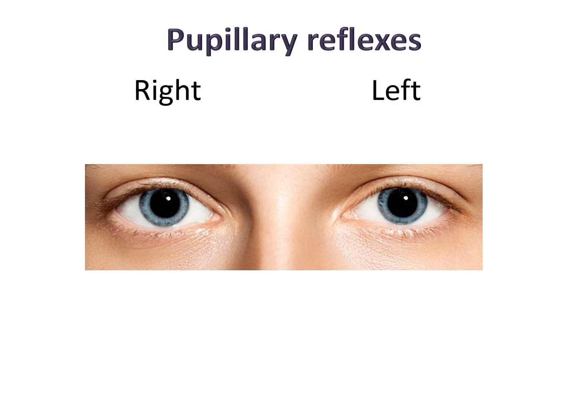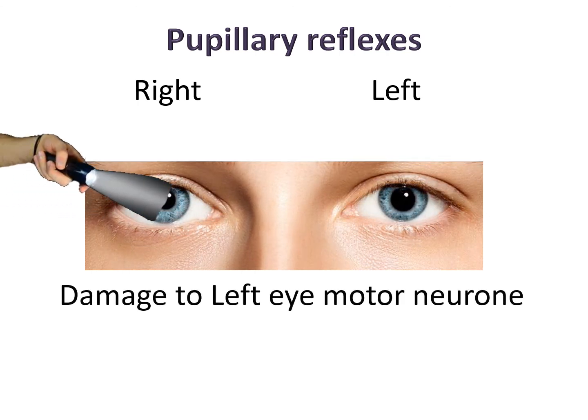If there is constriction in the illuminated eye, the right eye in this case, but not in the left, then most likely the problem is within the motor neuron of the left eye. The afferent signal is getting through. We see that because the right eye underwent constriction, but the motor component of the left eye is failing. Or there may be a problem in the brainstem before the signal goes out.